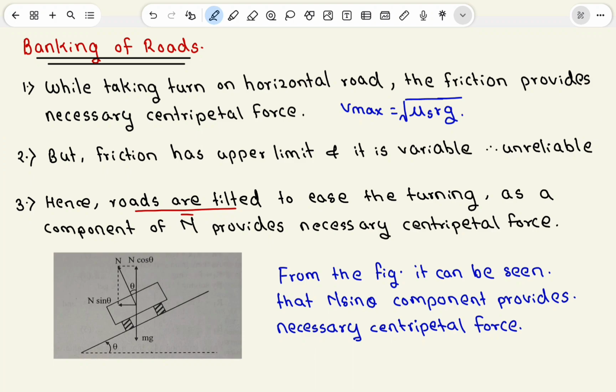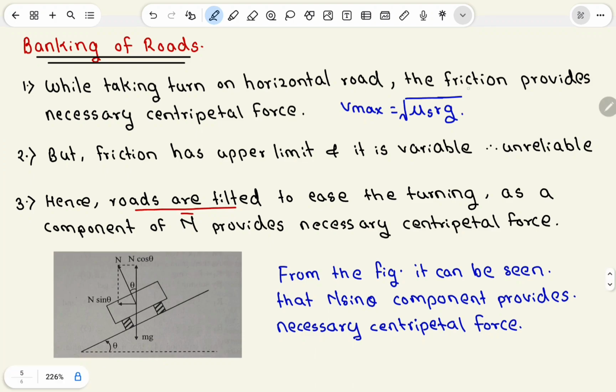And in that derivation, we used the fact that to take a circular turn, the friction between the tires and the road was providing the necessary centripetal force. But the tire is not evenly rough. Also, the road is not evenly rough. As we move ahead, as the speed changes, the friction might be affected, and therefore friction is not reliable. It also has an upper limit. Therefore, we cannot depend on friction while taking turns. So to avoid this dependence on friction, what we do is we tilt the roads.